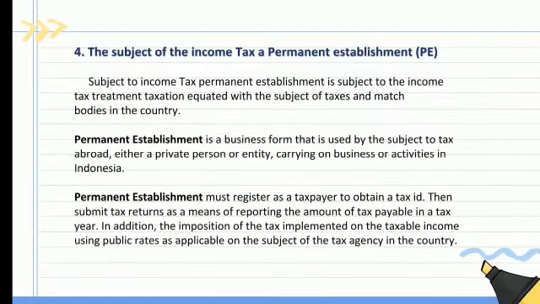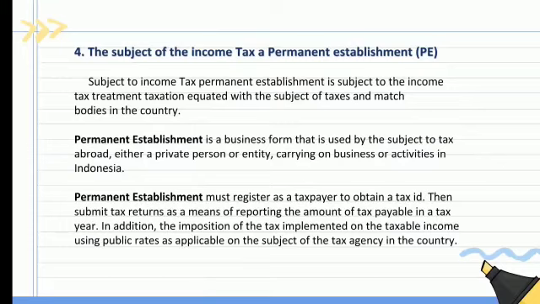Object of the income tax: a permanent establishment or PI. Subject to income tax, a permanent establishment is subject to the income tax treatment taxation equated with subject of taxes and mixed bodies in the country. A permanent establishment is a business firm that is used by the subject to tax abroad, either a private person or entity, carrying on business or activities in Indonesia.